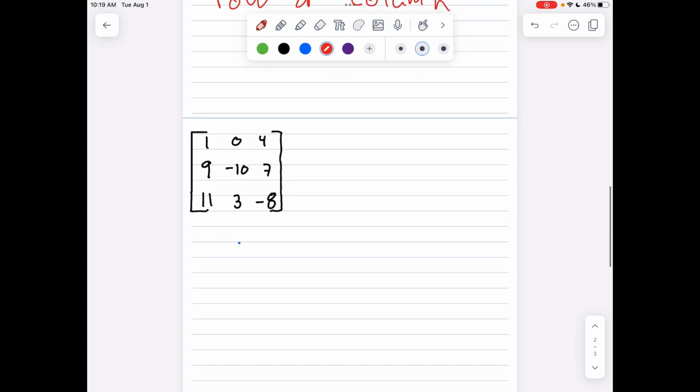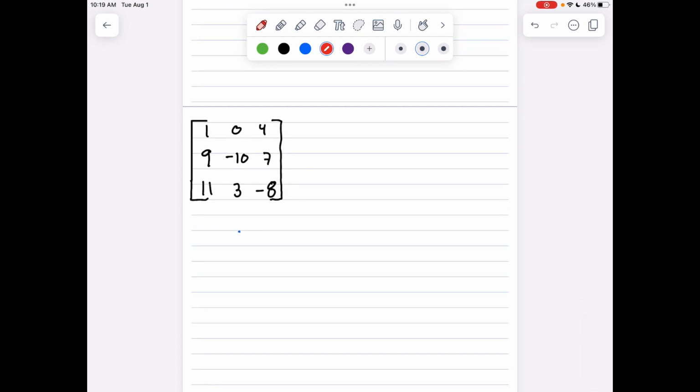So the way this method works is you're going to start by picking a row or column to work with. It does not matter which row or column you work with, just that you pick one. So I'm going to just work with that first row, and we're going to look at our numbers. What I want to do now is write these numbers down. I have my row 1, 0, and 4, and I'm going to give myself some space here.